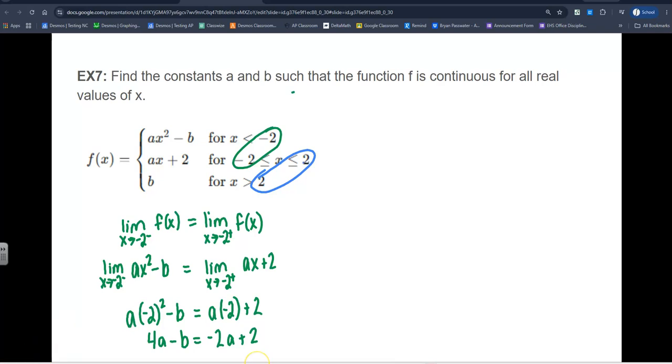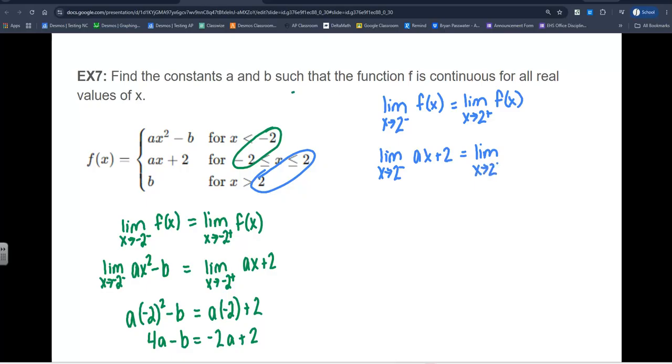Okay, so for +2, I'm going to do the same thing. The limit as x approaches +2 from the left of f of x has to equal the limit as x approaches +2 from the right of f of x. From the left, we'll be looking at ax plus 2. And from the right, we'll be looking at b.